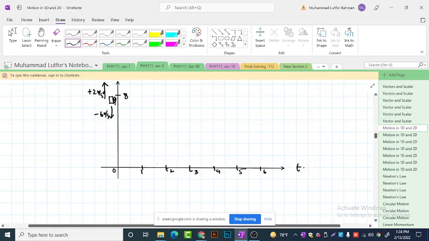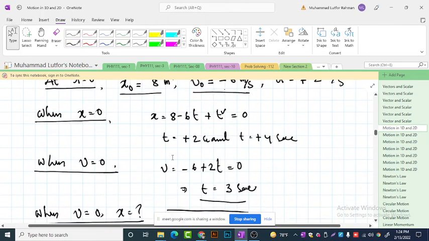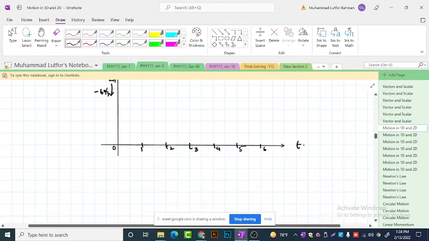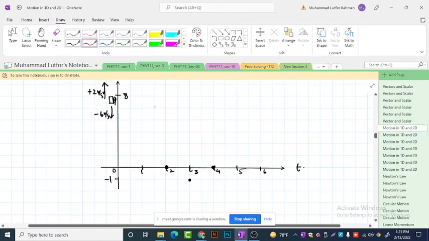Then I know at t equal to 2 seconds and t equal to 4 seconds the displacement is 0. So at t equal to 2 seconds and t equal to 4 seconds, the car must be at that point. At t equal to 3 seconds, I know the displacement is minus 1, so the car would be over here at t equal to 3 seconds. Now if I draw that, the car starts from that point.